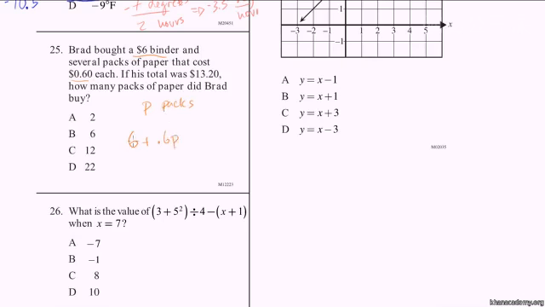bought, right? So this is the total. $6 for the binder plus 60 cents for each of the packs. If you bought 10 packs, then you do 10 times 60 cents per pack. But we don't know what it is, so we just leave it as P. And the total cost was $13.20.